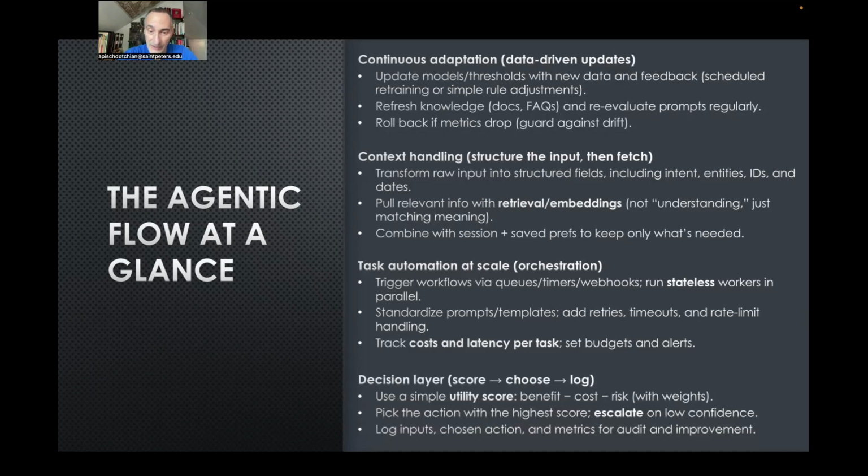And then there's the decision layer. There's a score, there's a choose, it keeps a log. Use a simple utility score, benefit, cost, risk, with weights, saliencies that you attach to the hyperparameters. Pick the action with the highest score. Escalate on low confidence values so the AI engineers can address that. Log inputs, chosen action, and metrics for audit and improvement. So the decision layer is, at some point, perhaps best addressed when you pass it to the human for certain checks that the feedback loop may have missed.